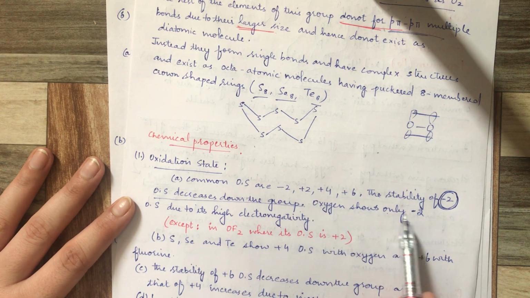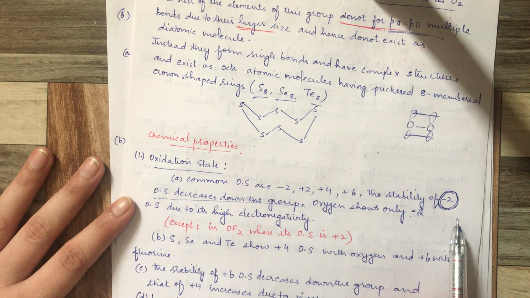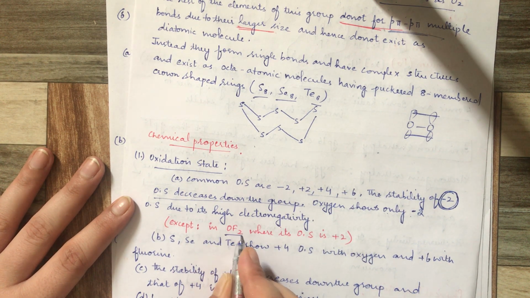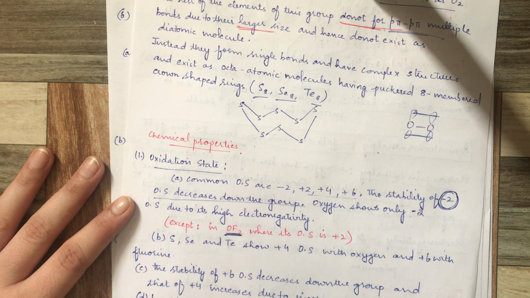Next, oxygen shows only the -2 oxidation state and not the positive oxidation states, except for one exception in OF2. When oxygen is present with fluorine, fluorine is even more electronegative than oxygen, so it can force oxygen into a positive oxidation state. So in OF2, its oxidation state is +2.